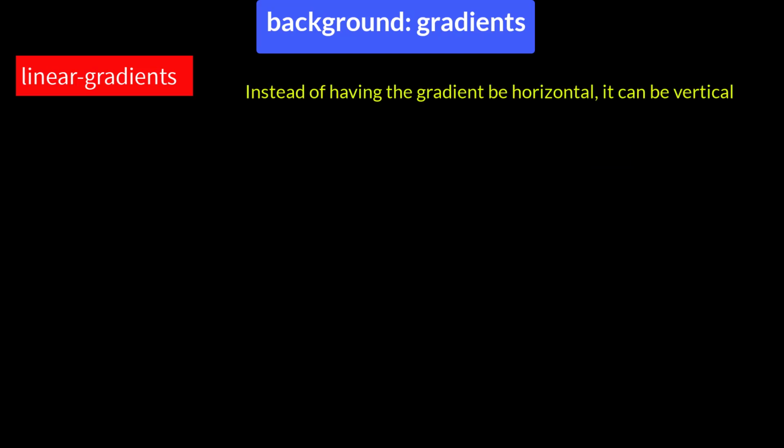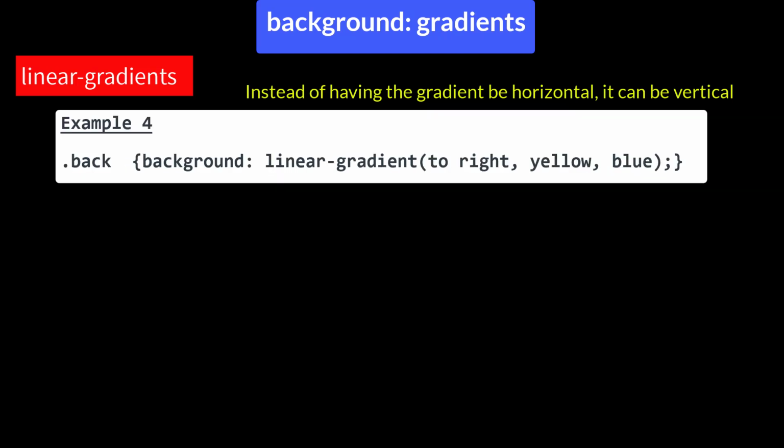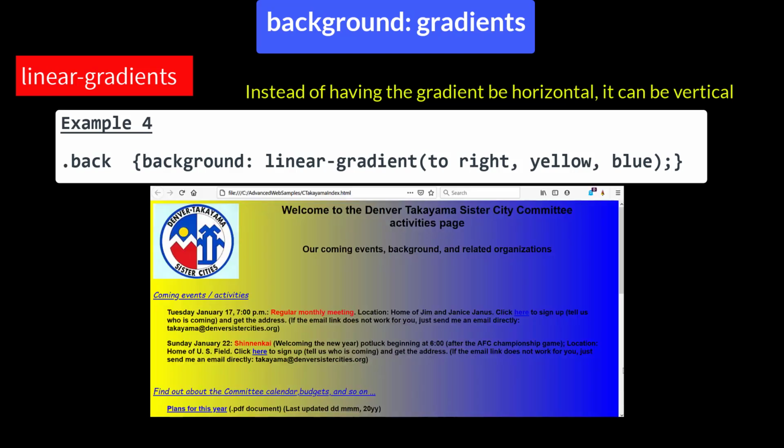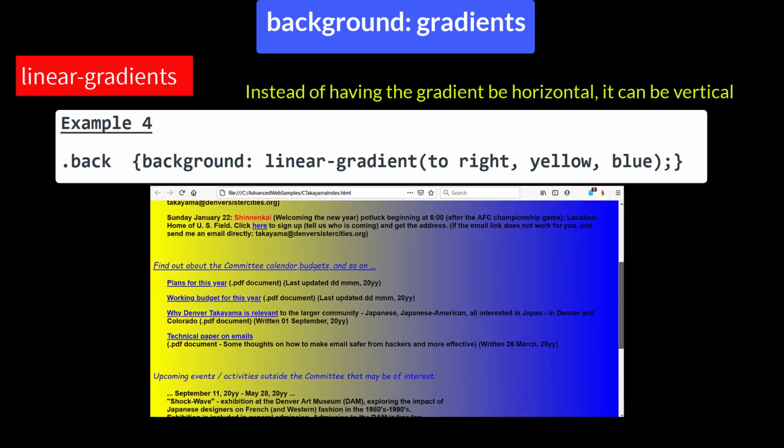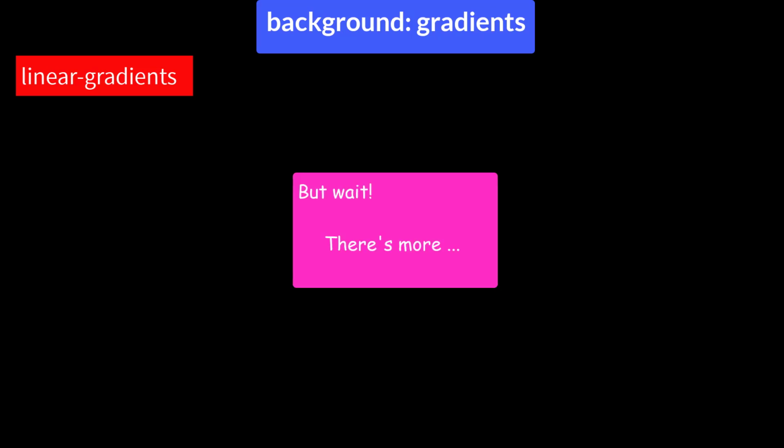Instead of having the gradient be vertical, it can be horizontal. So syntax 2: linear-gradient(optional to left or right, color-stop, and so on). So here's an example, dot background: linear-gradient(to right, yellow, blue), and it displays this way. So notice the yellow is on the left and the blue is on the right, and there's that gradient in between. But wait, there's more.